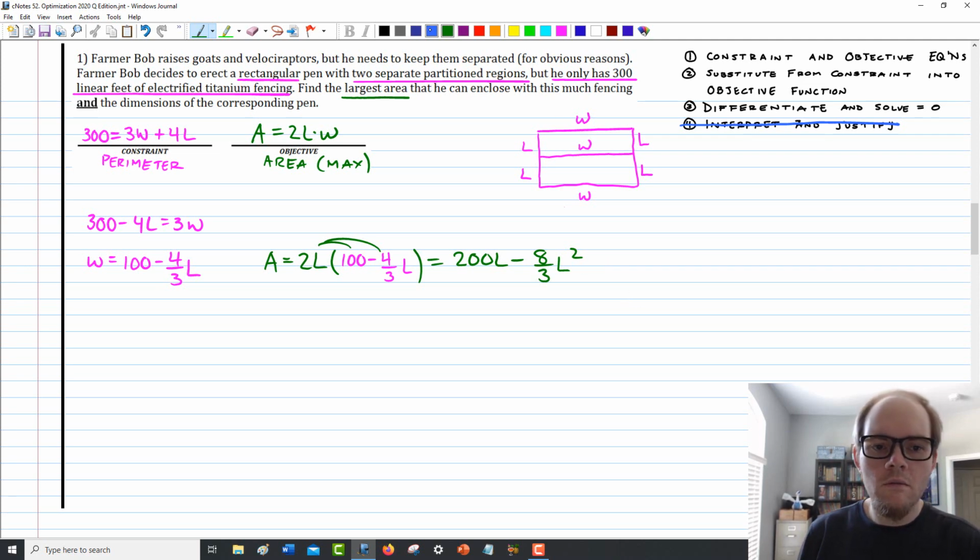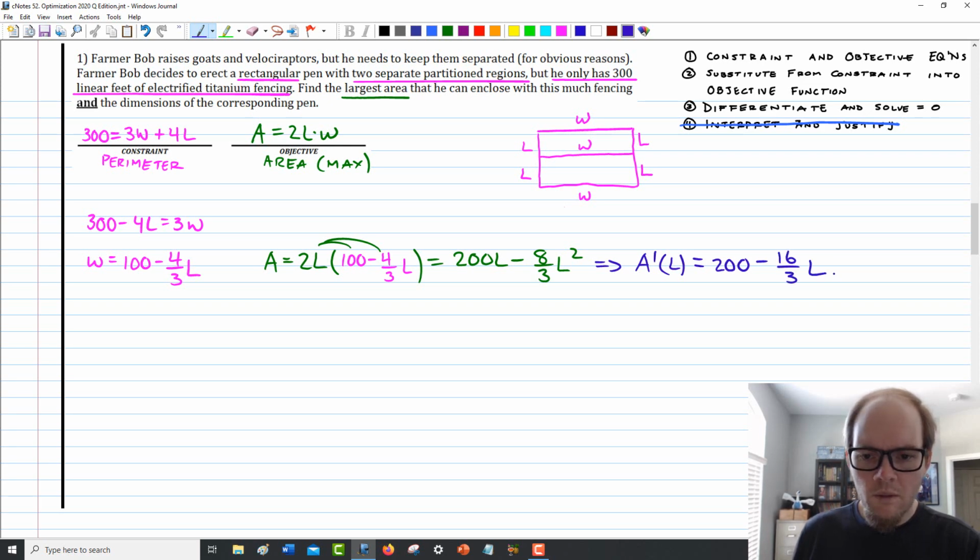What do we want to do from here? Well, naturally, we want to go ahead and find the maximum. So we're going to go ahead and take this. We're going to compute A prime. And it'll be A prime of L. A prime is going to be 200 minus, it looks like it's going to be 16/3 L. Let me make sure I did that correctly. It looks like it is correct. We're going to set that equal to 0 to find a potential maximum or minimum.